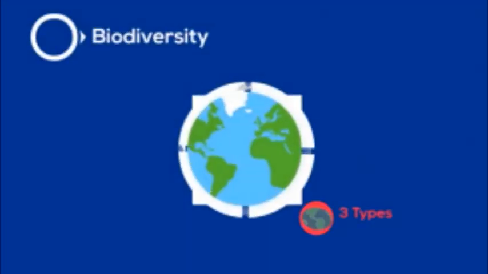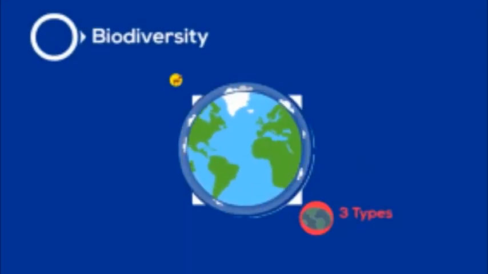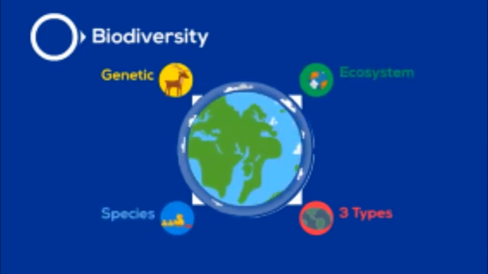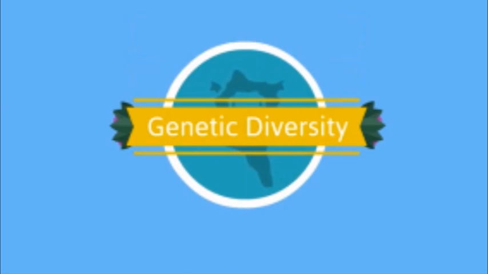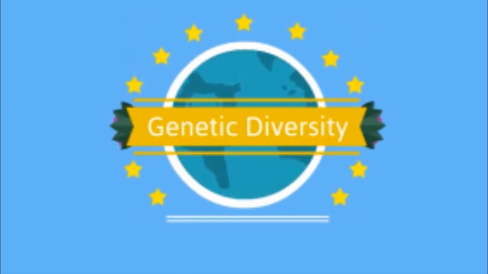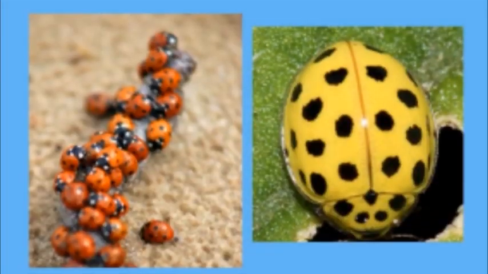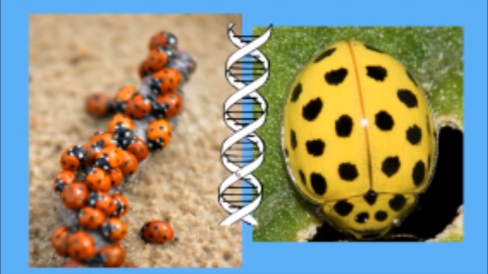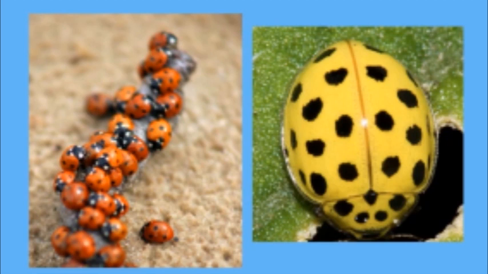Biodiversity can be broken down into three types: genetic diversity, species diversity, and ecosystem diversity. Genetic diversity is the variety of genes which control inheritable characteristics that are present in a population or species. For example, ladybugs come in a variety of colors. The color is controlled by genes. This gives the species of ladybugs a greater chance of surviving as the environmental conditions change.